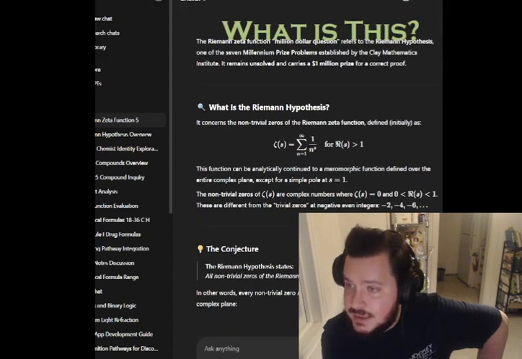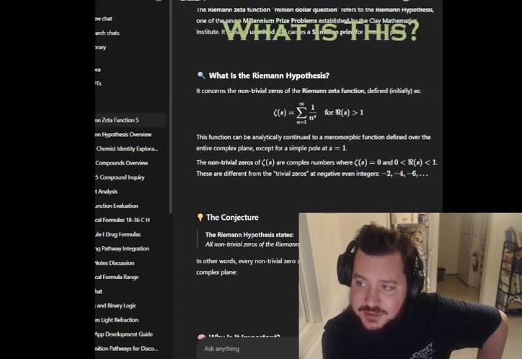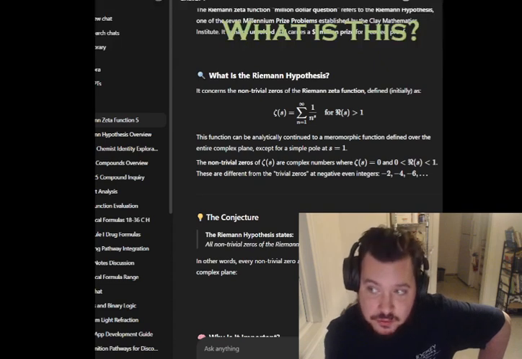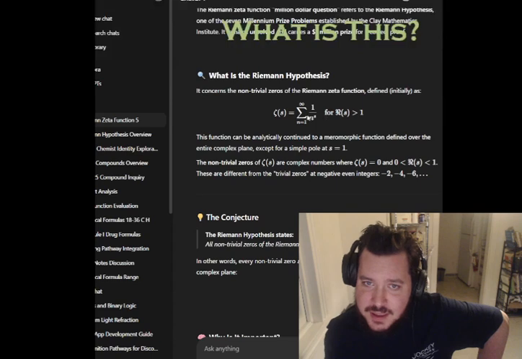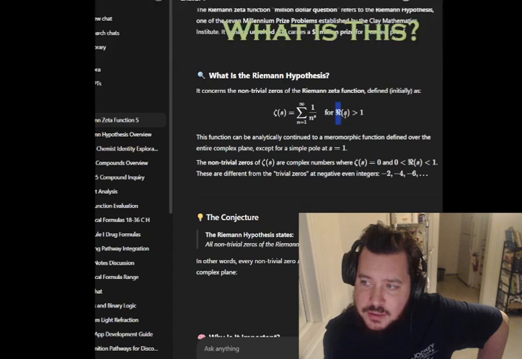What is the Riemann hypothesis? It concerns the non-trivial zeros of the Riemann zeta function, defined initially as this function, which is the infinite sum of n equals 1, of 1 over n to the s, as we've gone over. I don't know if you can see this. I'm sorry, I don't know how to stream or do anything, but I'm talking about this symbol here. This value is the real part of s greater than 1.